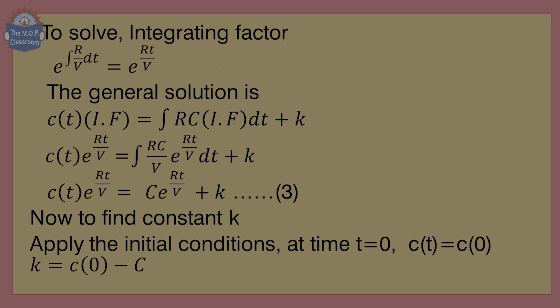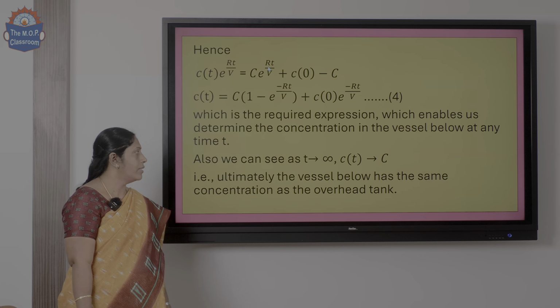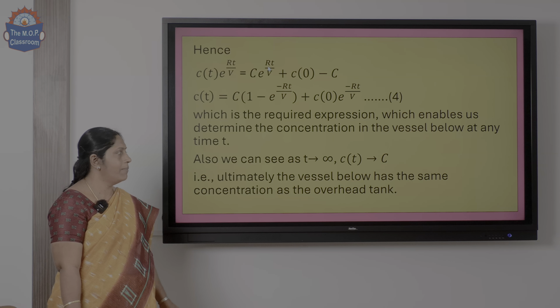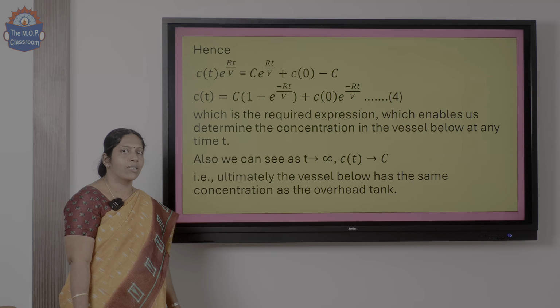As t tends to infinity, C of t tends to C, that is, as the concentration in the vessel below tends to the concentration in the overhead tank. Now let us see what happens as time t tends to infinity. As time t tends to infinity, C of t tends to C. That is, ultimately the vessel below has the same concentration as the overhead tank, which is a conclusion for this particular model.